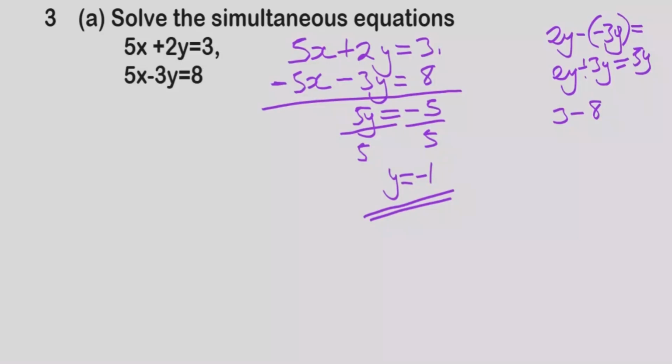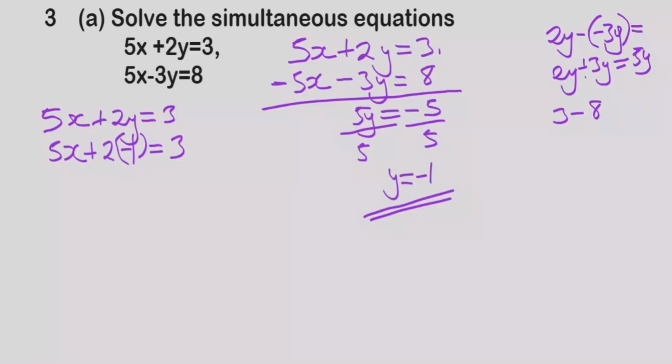So what do we do now? Next we go ahead and find the value of x. So we can pick any of the two equations and use it. So we're going to pick the one which is on top, which is 5x plus 2y is equal to 3. Okay, so where there is y, we're going to put negative 1. So we have got 5x plus 2 open bracket negative 1 close bracket is equal to 3.